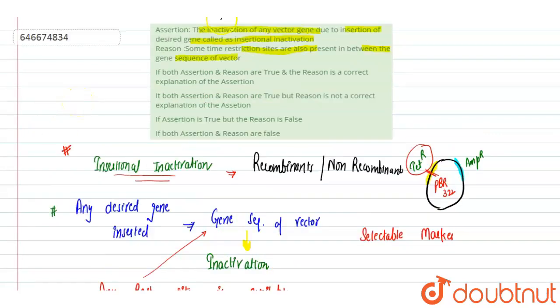Now if we look at the assertion: inactivation of any vector gene due to insertion of the desired gene is called insertional inactivation. Yes, this is called insertional inactivation. Sometimes restriction sites are also present in between the gene sequence of the vector. Yes, this is correct. That is why it is feasible, because if a restriction site were not present, how could we cut this gene sequence, and how would insertion be possible? So both assertion and reason are correct, and the reason is the correct explanation of the assertion. So this is correct, the other three are incorrect options. Option A is correct. Hope you get it.